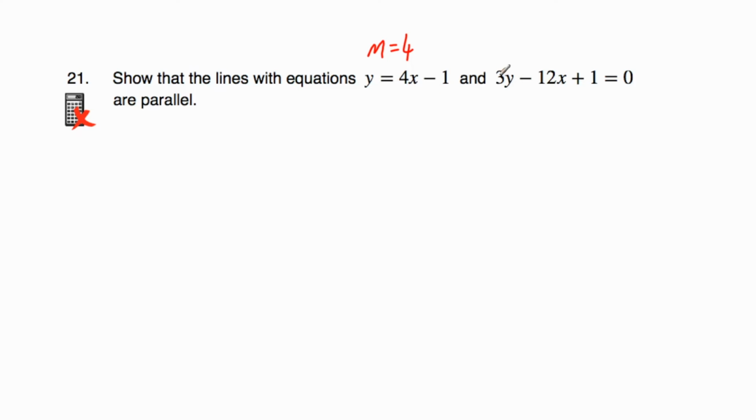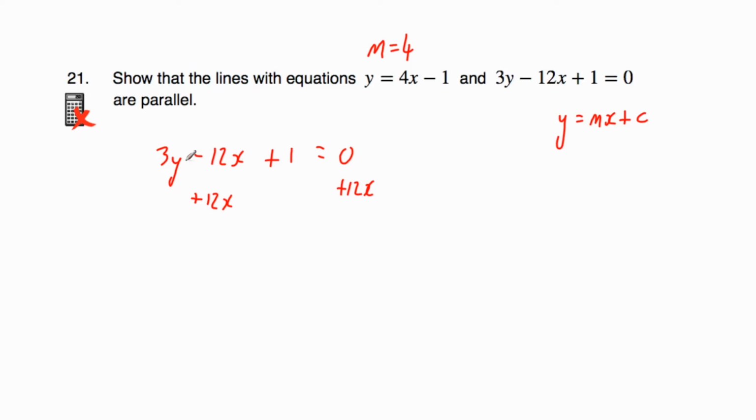Whereas this line, 3y minus 12x plus 1 equals 0, is not in the form y equals mx plus c. We want it in the form y equals mx plus c, and then we can look at the gradient and just find it straight away. So if we have 3y minus 12x plus 1 equals 0, we can rearrange this to make y the subject. So we want to get the y on its own. So let's first of all get rid of this minus 12x from the left hand side. So if we add 12x and add 12x, what would we get?